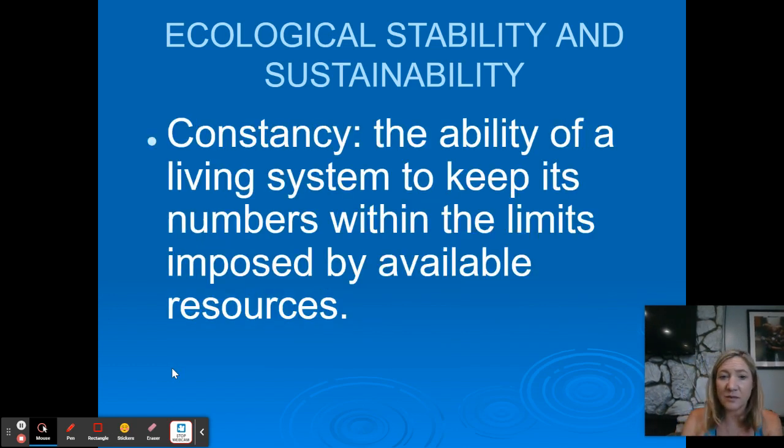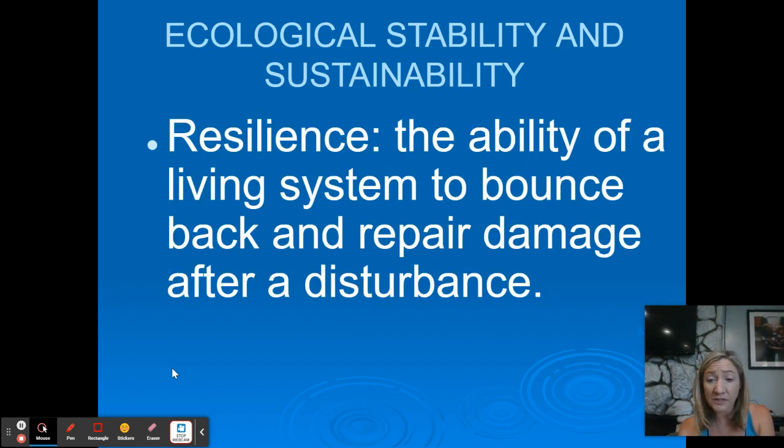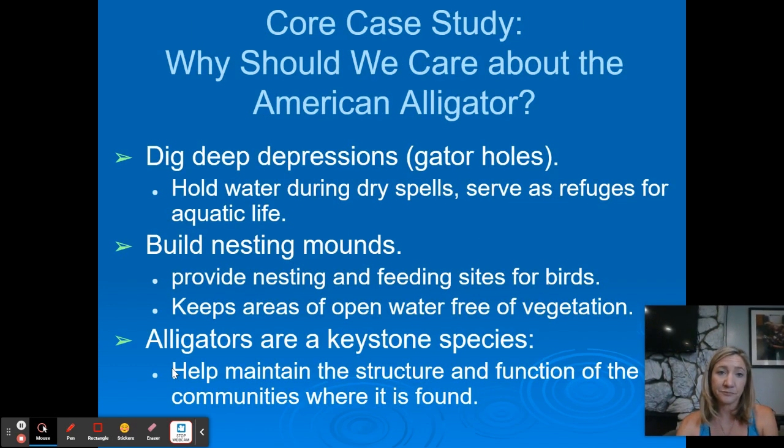Constancy, the ability of that system to keep its numbers within the limits of its available resources. So maybe that change is causing some individuals to die, but if they can keep the living numbers high enough that it's not affecting it, then that's staying relatively constant. Some species die, but the population as a whole is staying constant. And then resilience, okay? So some type of change happened, climate change, whatever it is. Is it not resilient, meaning that if something happens to it, it cannot bounce back? It is resilient if it can bounce back after the damage is done.